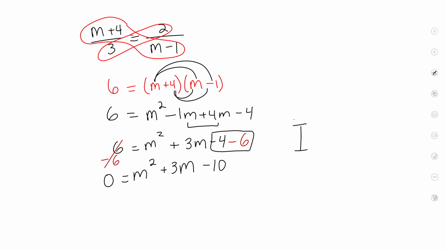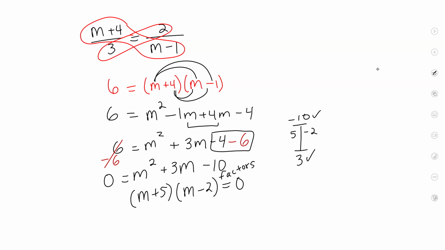Two numbers that multiply to -10 and add to 3 are 5 and -2. 5 times -2 is -10. 5 plus -2 is 3. So these are my factors: m plus 5 times m minus 2. These are your factors, okay? I don't want the factors, I want the solutions. So how do you think we'll find the solutions?